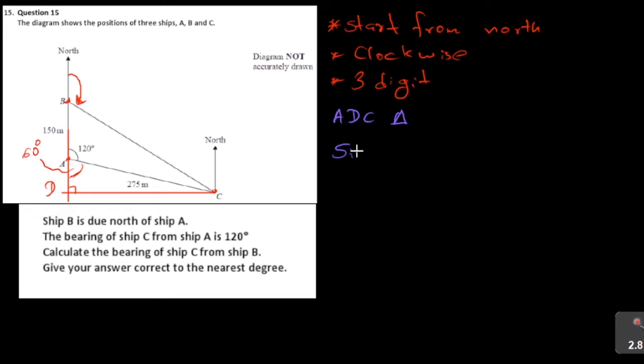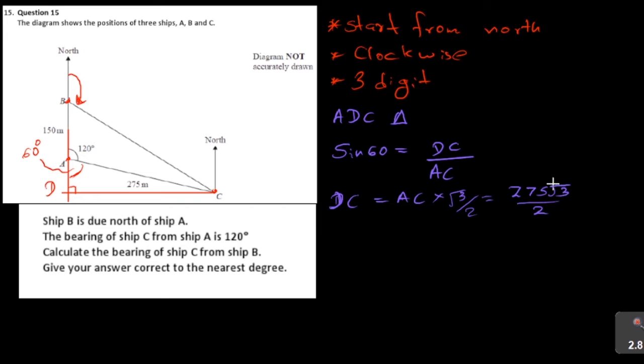Sine 60 is equal to DC divided by AC. So DC is equal to AC times sine 60. You can input it in the calculator. Sine 60 is square root 3 over 2. AC is given as 275. So DC is 275 into square root 3 divided by 2. I'm just keeping it like this because in the end I can solve all of these at once.